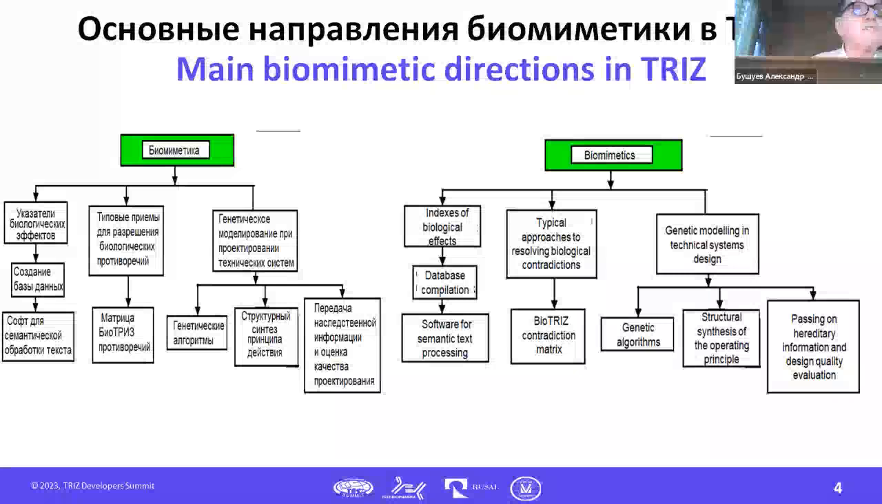It used to be called bionics, but currently they don't use bionics in the English language very often, so that's why we are currently trying to call it biomimetics like they do in the West. In accordance with the reference materials, we can tell you that biomimetics is going down the path of using these three lines. So the first line is developing those biological effect indices by means of data compilation, and it works with the software for semantic text processing.